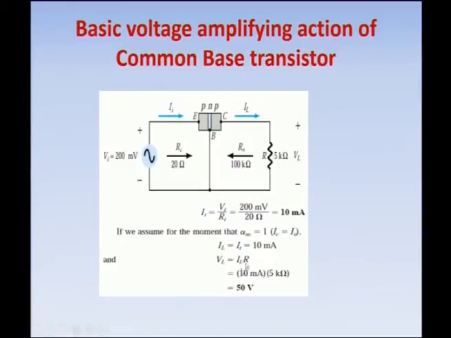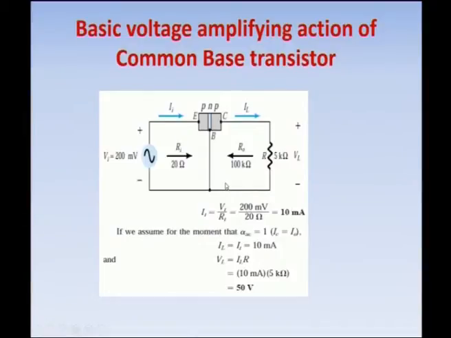So, what is VL? VL is the load voltage. It is calculated by using Ohm's law. V is equal to IR, so IL into RL, the load resistance. IL we know is 10 milliamps, into RL, which is given as 5 kilo ohms. Substitute here, we will be getting 50 volts. See here, the input voltage is 200 millivolts and the output voltage is 50 volts. So, the voltage is amplified, 200 millivolts is amplified as 50 volts here.